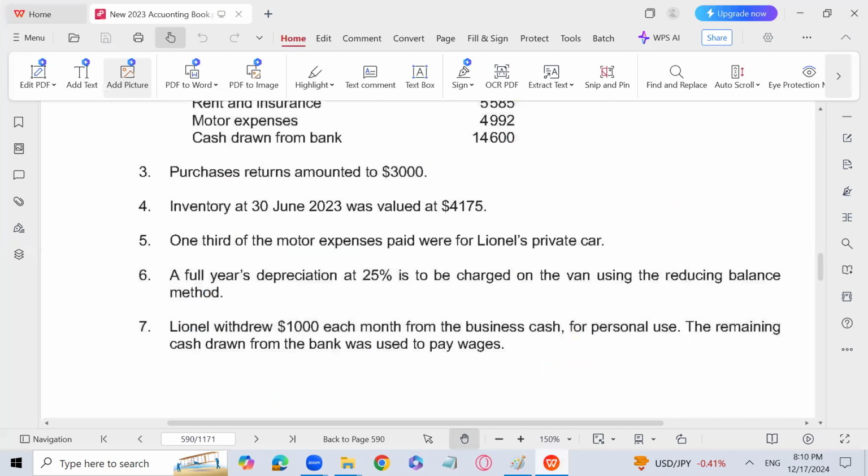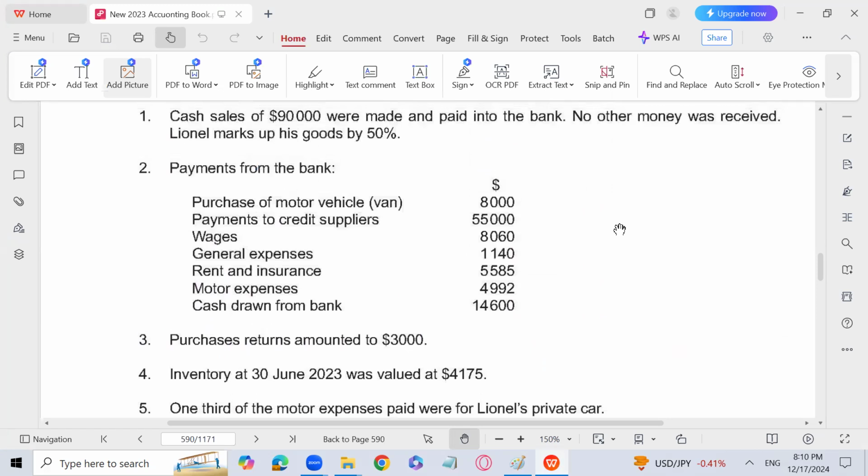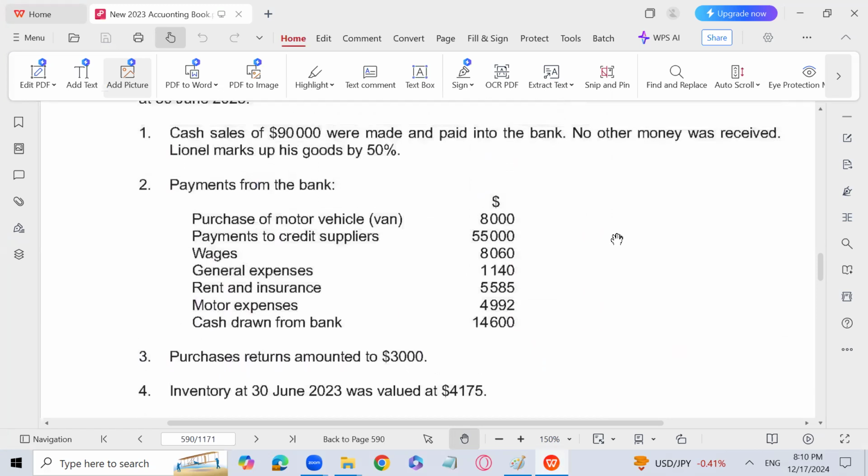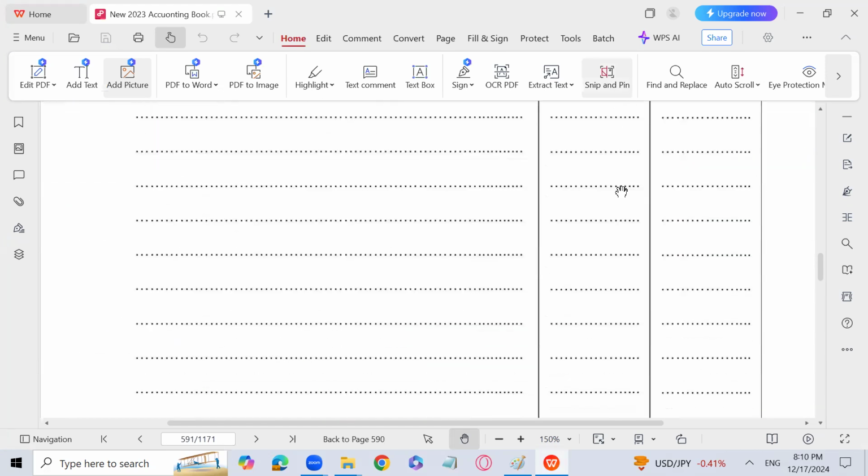Let's check if there is any other thing which we may have missed. General expenses, we have written. Wages, okay, done. Gross profit, we have calculated. Motor expenses, rent, insurance, everything we have already gone through. So the income statement we have prepared.